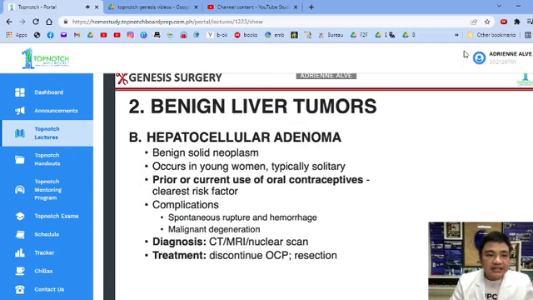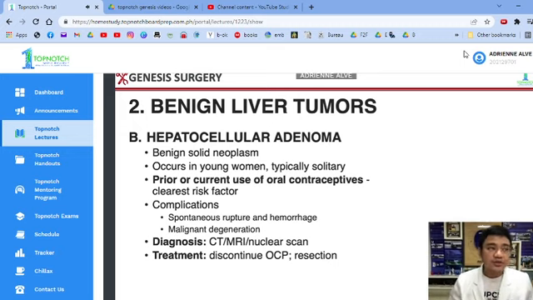So, going with the second condition of your benign liver tumors, we have the hepatocellular adenoma. Again, this is benign. And then ito, kumbaga, ito yung if you have a female presenting with a benign liver tumor and then with strong history of OCP use, ito yung best bet mo or yung pinakamalamang na diagnosis niya. It is the one that is associated with a rigorous risk factor for OCP use or hepatocellular adenoma. Yung complications ito can include a rupture or hemorrhage or dumugo. And then it could go malignant degeneration.